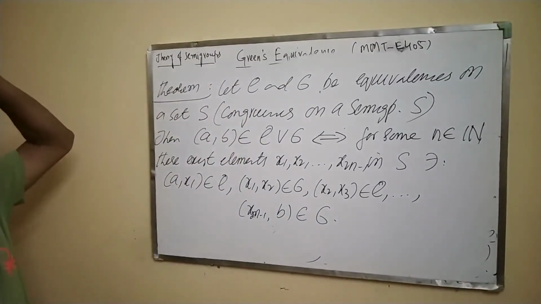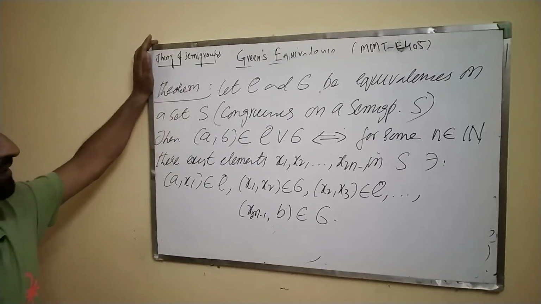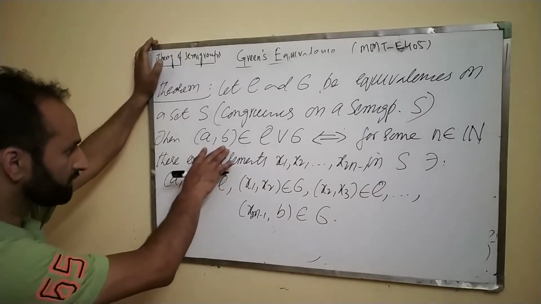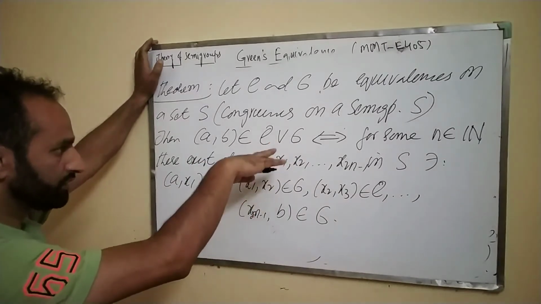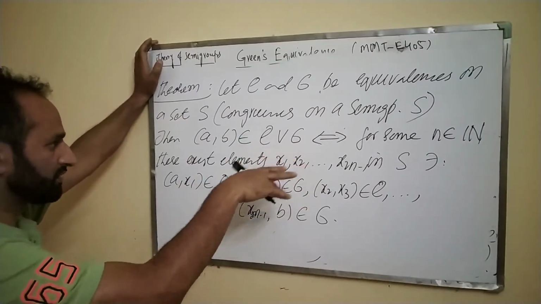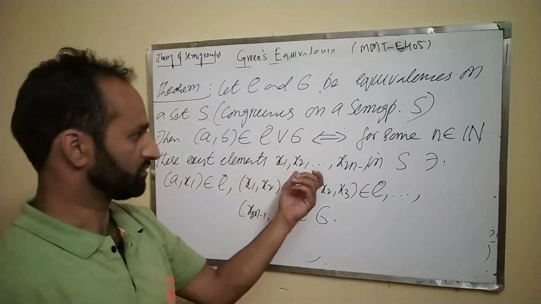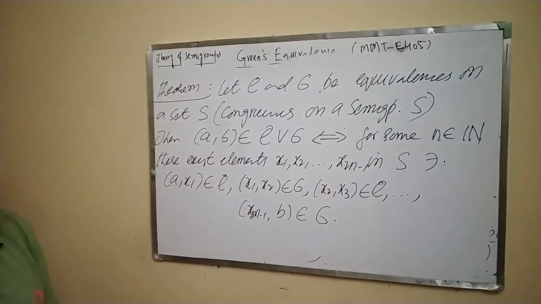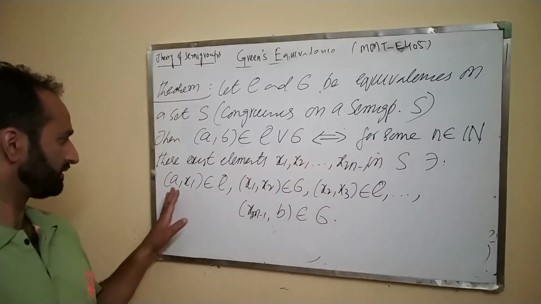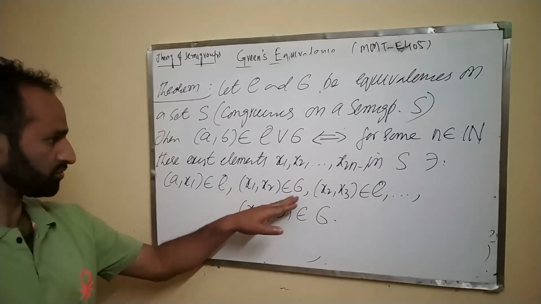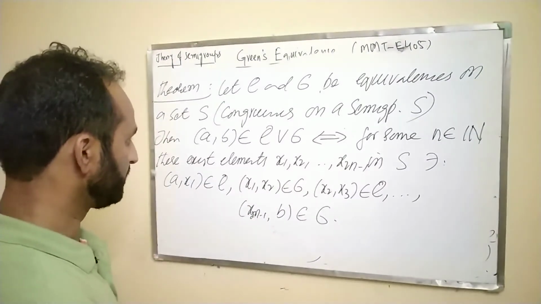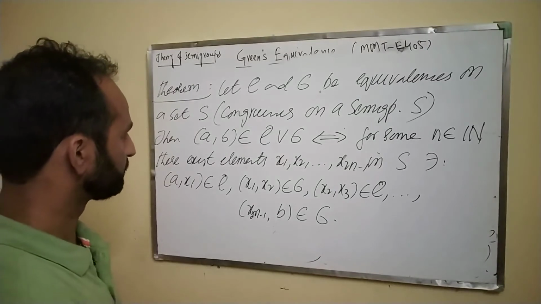So this is the result that we need to prove. Given two equivalences or two congruences on a semigroup S, we say they are in rho join sigma, the smallest congruence containing rho and sigma, if and only if for some natural number n there exist x1, x2 up to x2n minus 1 in S, such that this holds. So suppose there exists a natural number n such that this holds, then a, x1, x2 and so on belong to the join.